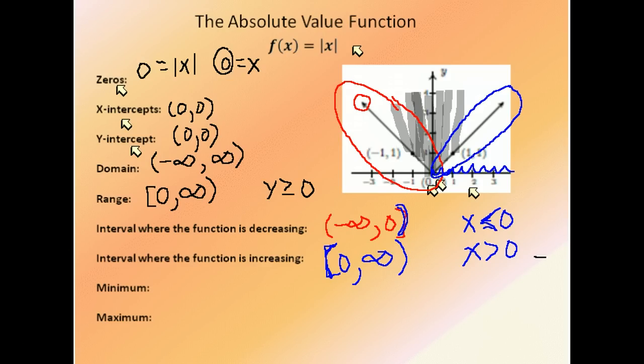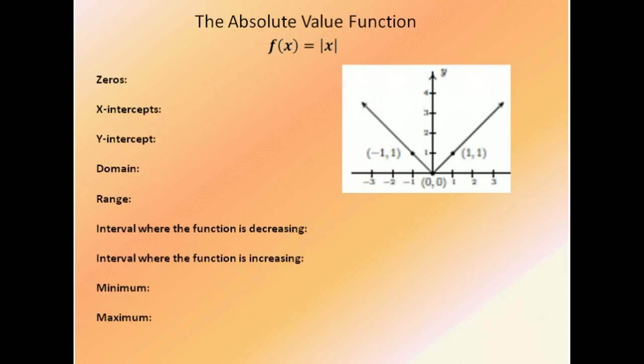Okay. The minimum value is the lowest point on the graph. You don't always have a minimum value. In this case, we do, however. I'm going to go ahead and erase. So if you need to take notes, pause this for a second and write those things down. But I'm going to go ahead and erase my screen so I can see a little better.